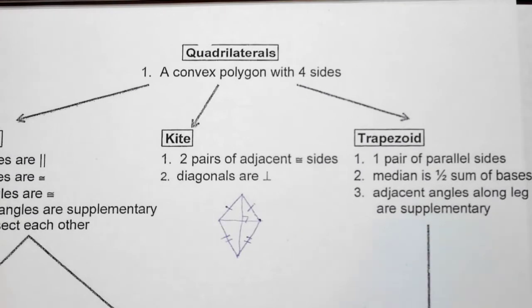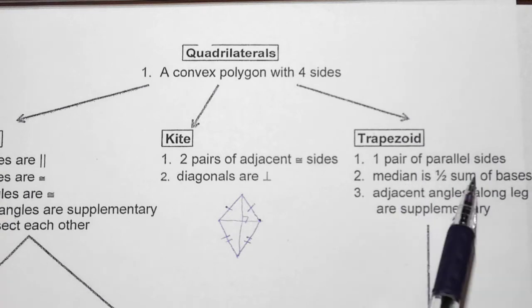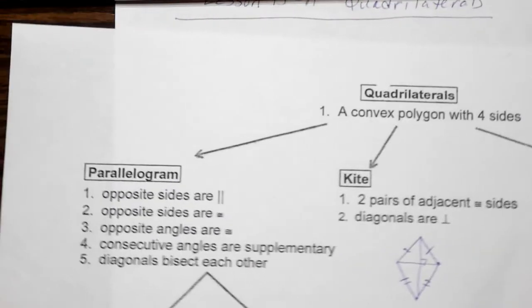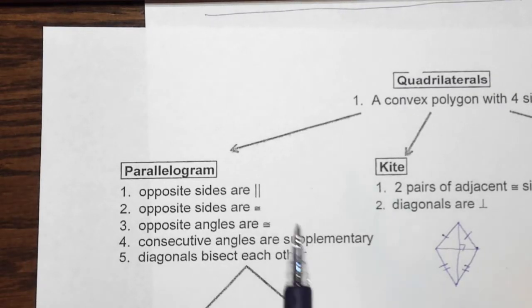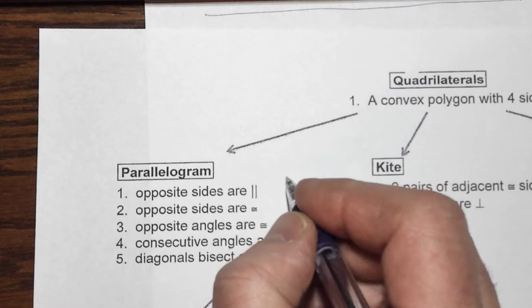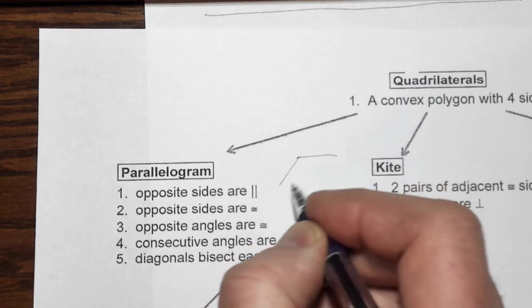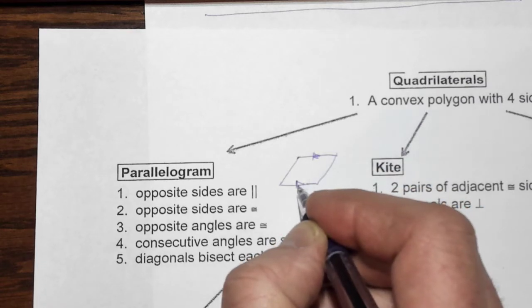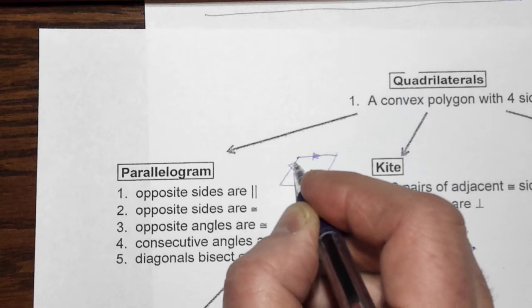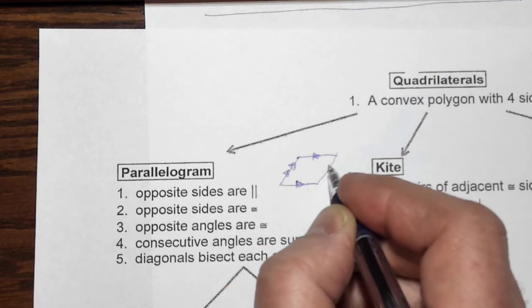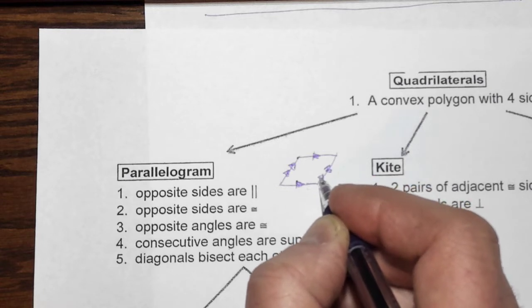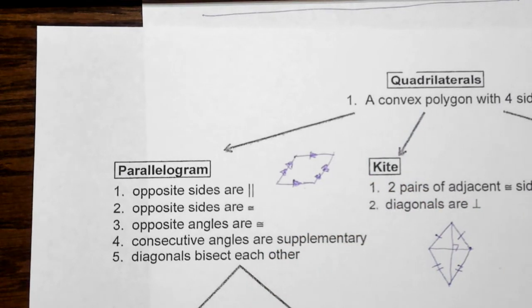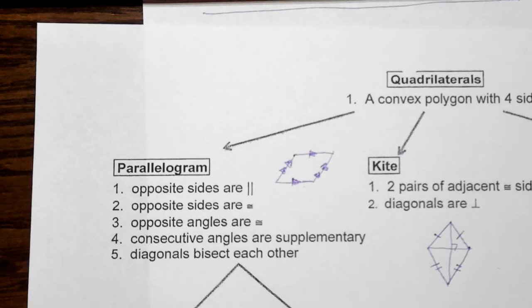A trapezoid has one pair of parallel sides. And we'll look at all of the details of that from there. But you can tell a trapezoid in the fact that it only has one pair of parallel sides. And then a parallelogram has two pairs of parallel sides. So for instance, an example would be if I had something like this, where this is parallel to this, and this line is parallel to this side. So opposite sides are parallel. Those are parallelograms.